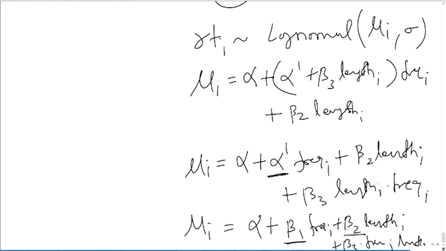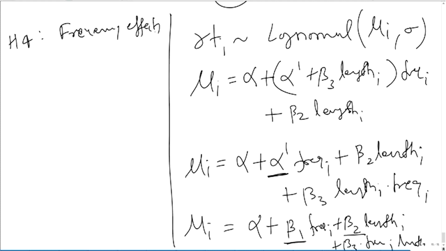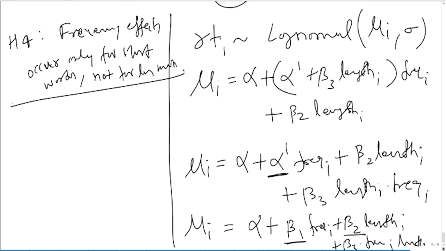When can that happen? Let us say you have a hypothesis, let us call it H4. Your hypothesis is that frequency effects occur only for short words, not for long words. What does this hypothesis mean?